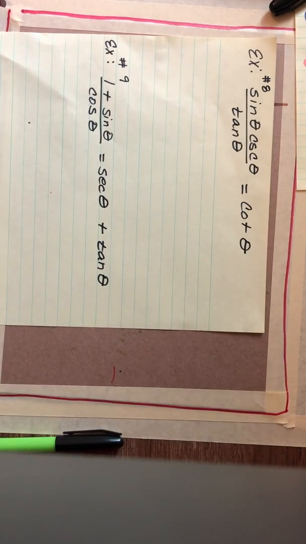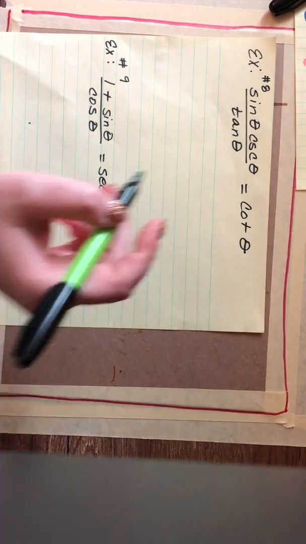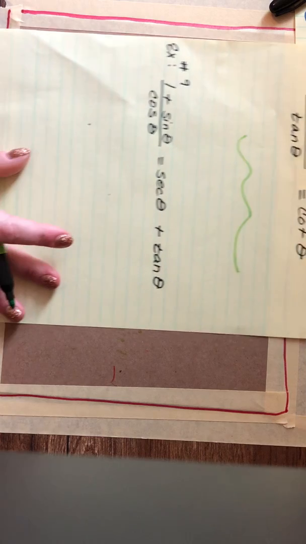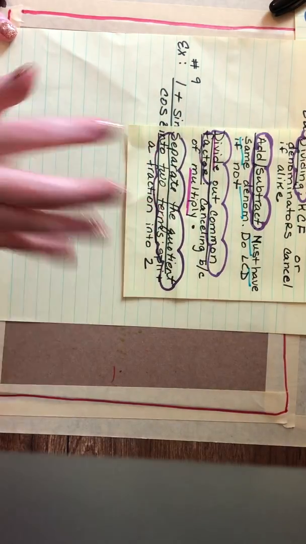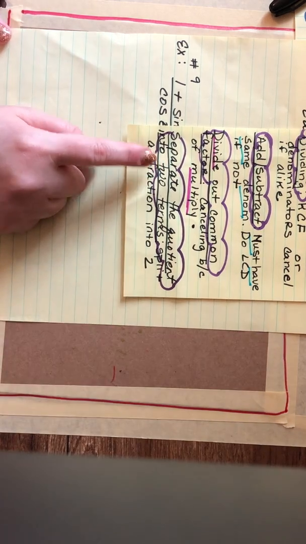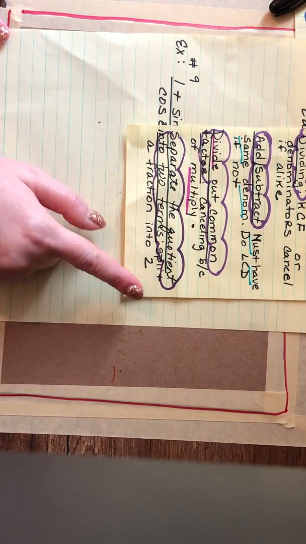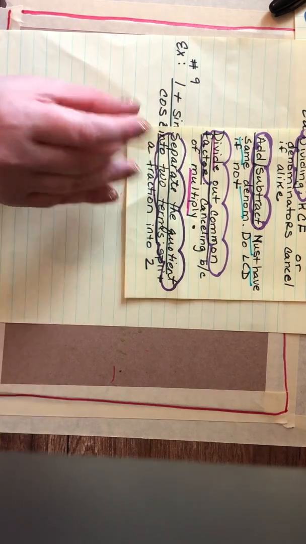Okay, number 8 on the homework is pretty easy, so I'm not going to go over that. Number 9, the only thing I'm going to tell you about number 9 is one of those fraction rules that we wrote down. At the bottom of the fraction rules, we said that you separate the quotient into 2 terms by splitting a fraction into 2.